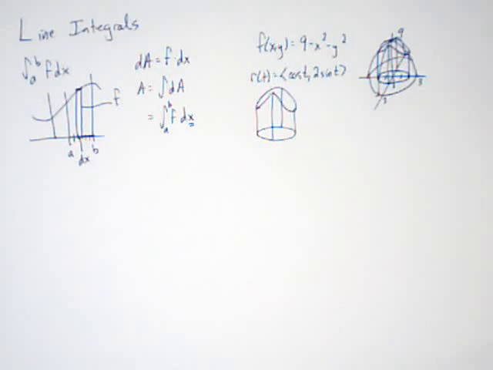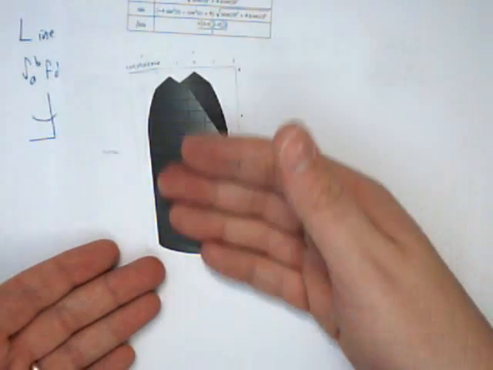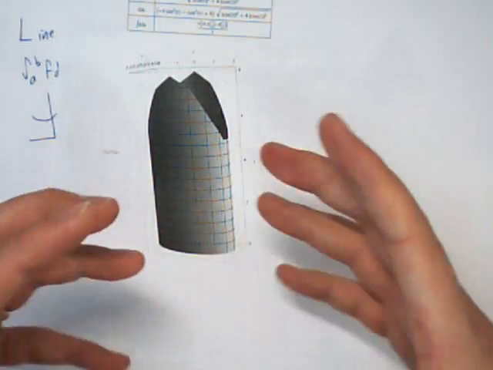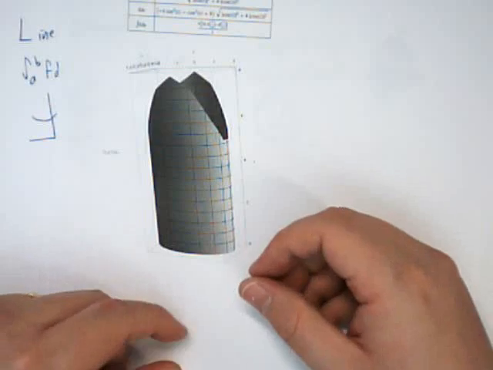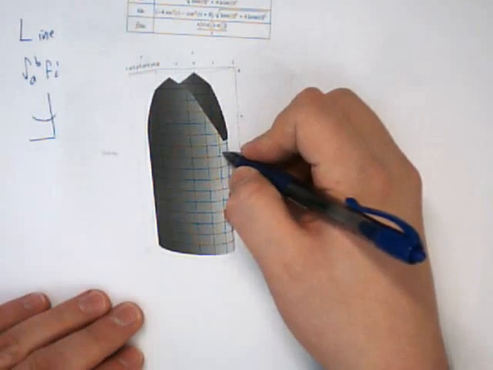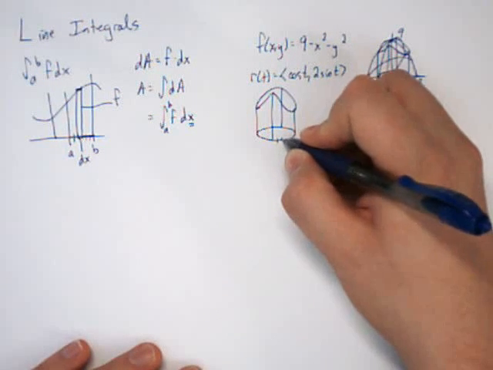A picture of this in 3D from Mathematica looks something like this. The idea is I'd like to find the area of this shape. So it's some kind of cylindrical, elliptical cylinder. It's kind of been chopped off on the top by something a little round. What is the area?